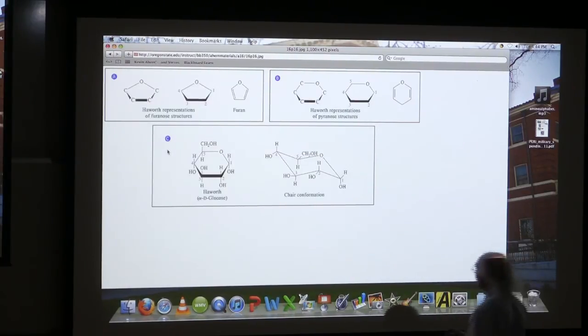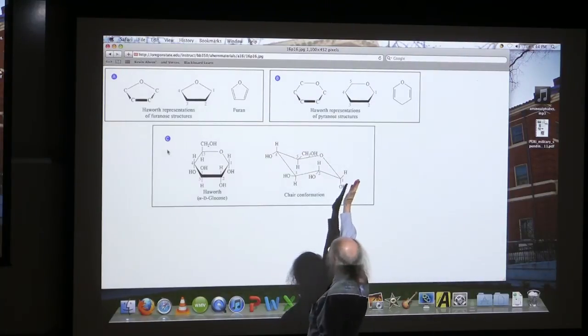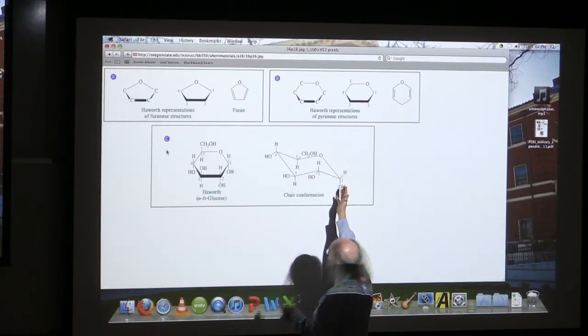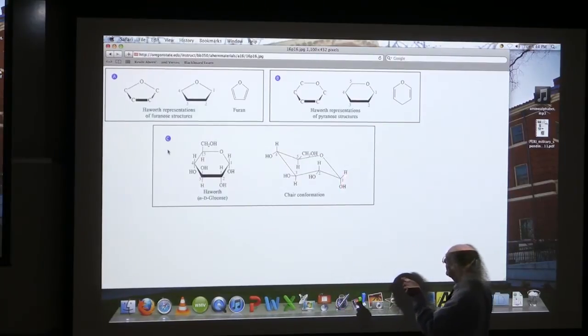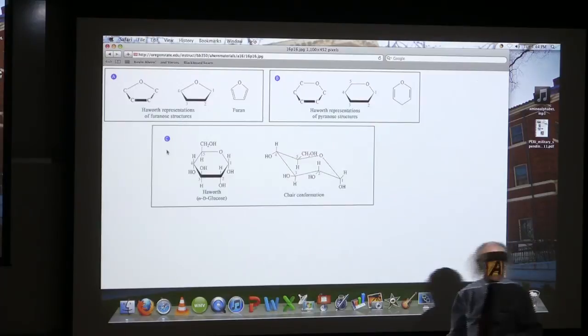Now I'd like you to think about this. Let's imagine I bend this one up. When I bend this up, this hydroxyl and this H, which is here, now start encroaching on the space of where this CH2OH is.